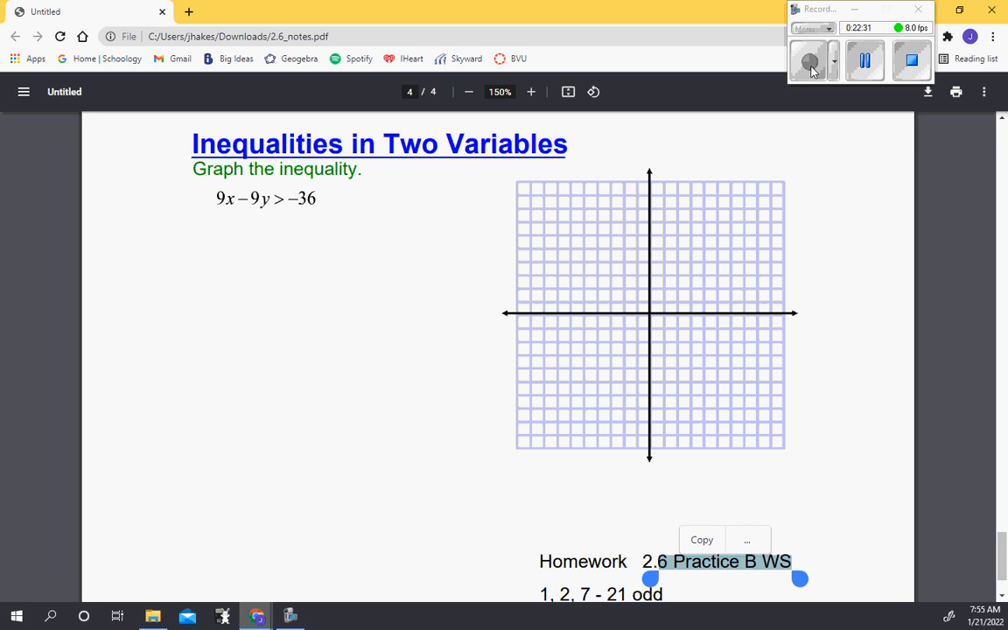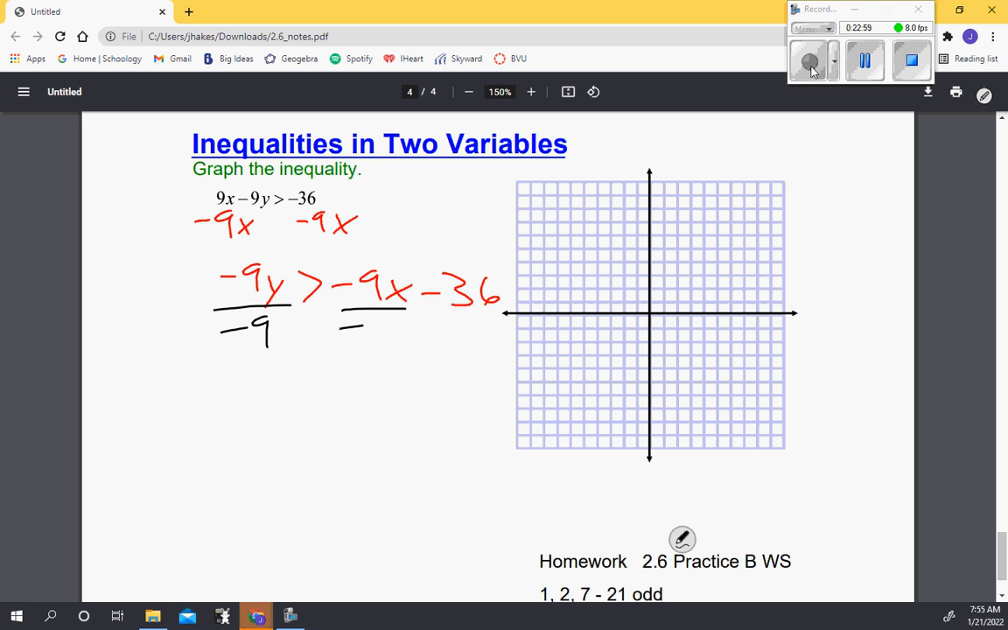Last one. Let's get this in y equals mx plus b form. I'm going to manipulate this inequality. I'm going to subtract 9x from both sides. I get negative 9y is greater than negative 9x minus 36. Now I have to get y by itself. And to do that, I have to divide by negative 9 on everything.